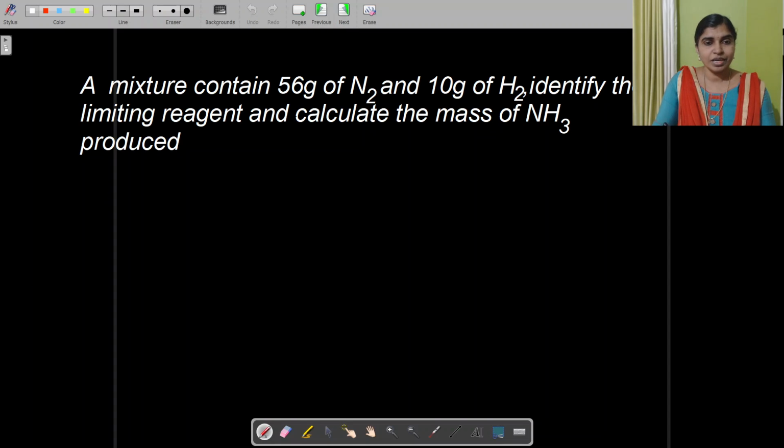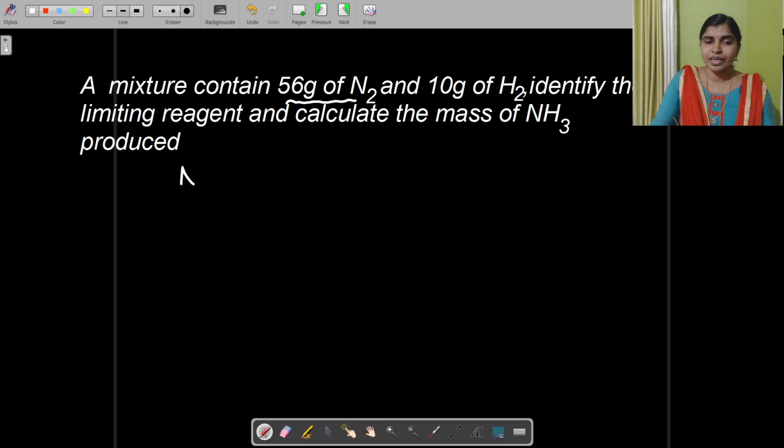A mixture which contains 56 grams of nitrogen and 10 gram of hydrogen. Identify the limiting reagent and calculate the mass of ammonia produced. So how will you identify the limiting reagent? First of all, there is 56 gram of nitrogen that is given. So we have to write a corresponding balanced equation. In all stoichiometric calculations, first of all, we have to write a chemical equation.